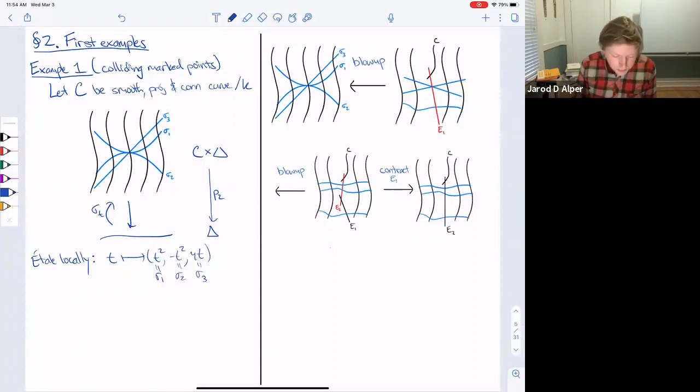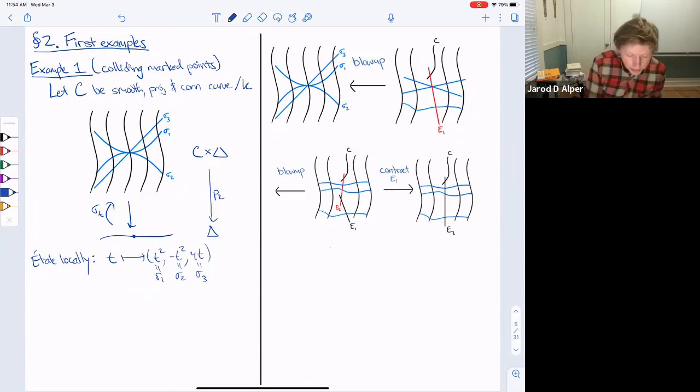So I'm taking the trivial family, but I have three sections that are outlined here, sigma 1, sigma 2, and sigma 3. So this is a three-pointed curve. And note that away from 0, away from the central fiber, the sections are distinct. So away from the central fiber, you have an honest three-pointed stable curve. And we want to know what should be the limit when we fill it in. Right now, the central fiber is not stable because the 3 points are equal.